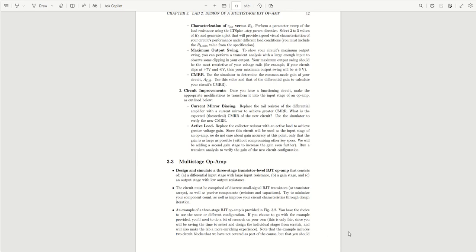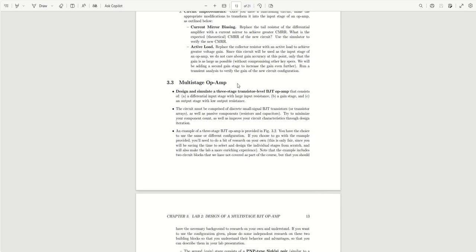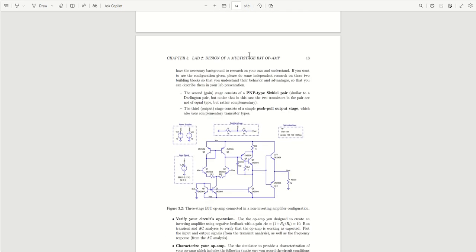And then you're going to want to look at the current mirror and the active load and find key reasons why you would include those: the common mode rejection ratio and gain. So I hope this helps with this lab, and next video we're going to go over the multi-stage op amp, which we are going to use this schematic that is provided. Thank you.